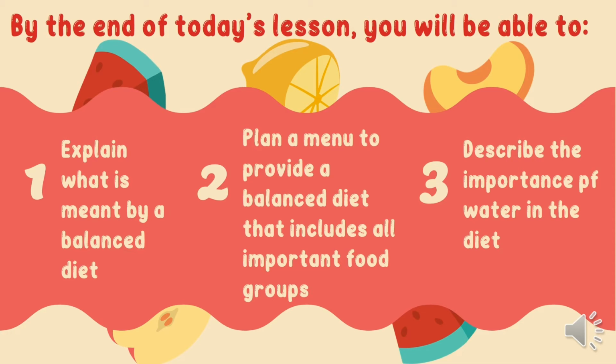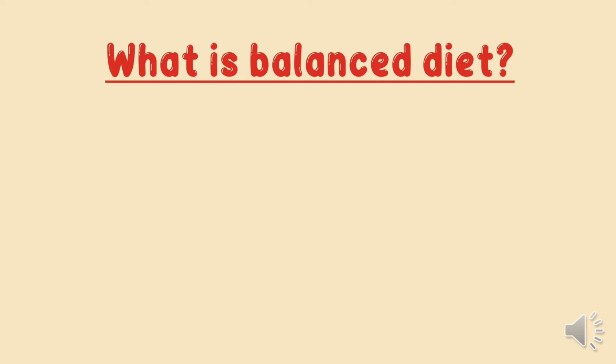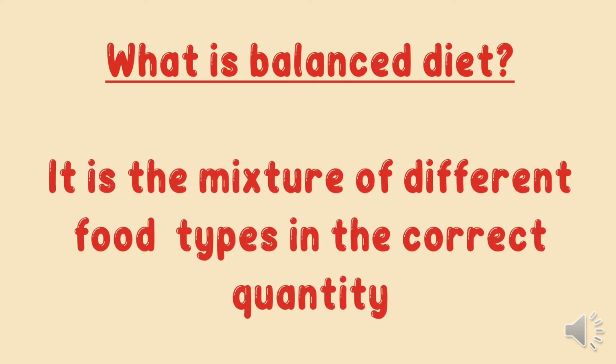Today we are going to learn what is meant by balanced diet, how you can plan a menu which has a balanced diet, and to describe the importance of water. So what is balanced diet? It is a mixture of different food types and it should be in the correct quantity. You have to mix different food and it should be in correct quantity, not eat too much carbohydrates and very little vitamins. No, it should be in the correct quantity as our body requires. So balanced diet is a mixture of different food types in the correct quantity.